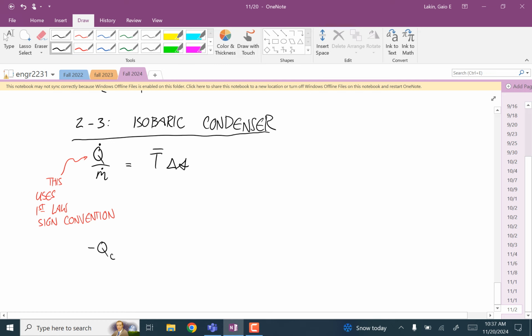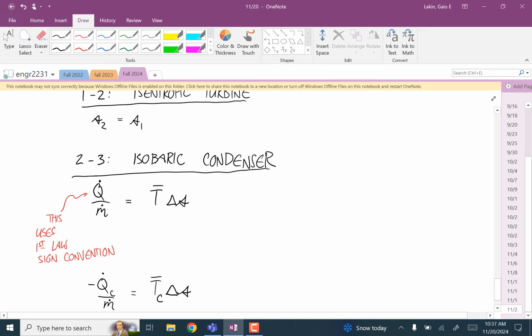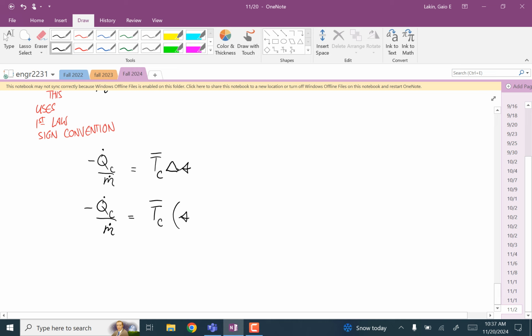So negative QC dot over M dot is equal to TC at the condenser, that's a specific temperature at the condenser, times delta S. And so we can rewrite this as negative QC dot over M dot is equal to TC times, this is the entropy at state 3 minus the specific entropy at state 2.